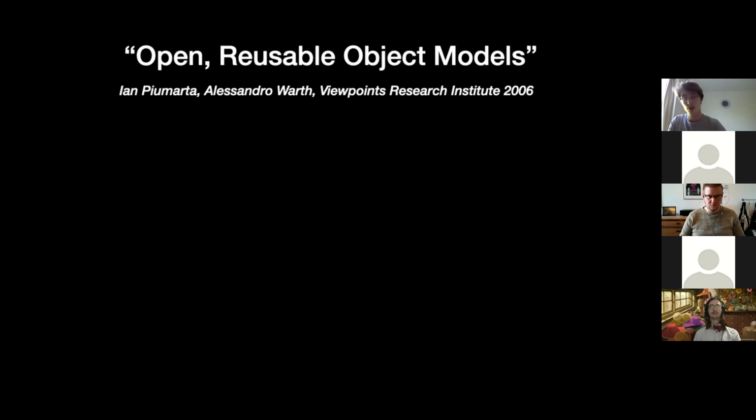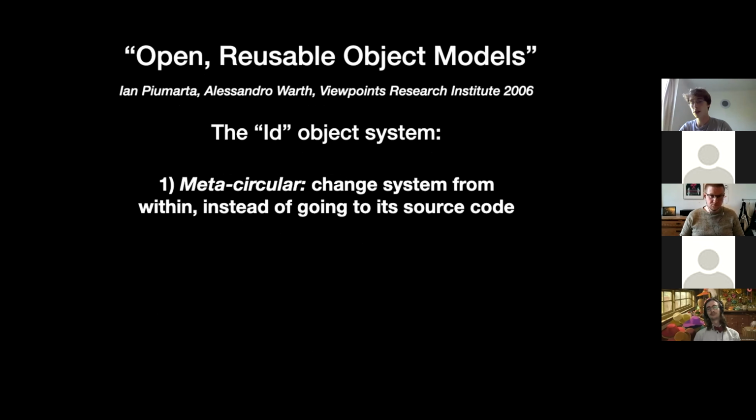And this brings me to the specific event that first got me thinking about development as use. It was a paper that I read called Open Reusable Object Models. And it sets out the design of an object-oriented programming environment called ID, which is built around two main properties. The first is that it's meta-circular or self-describing. You're supposed to be able to change anything about the system using itself.